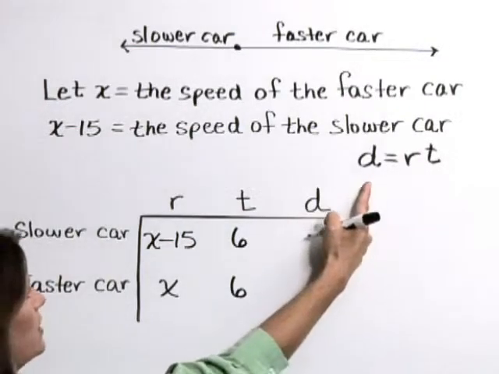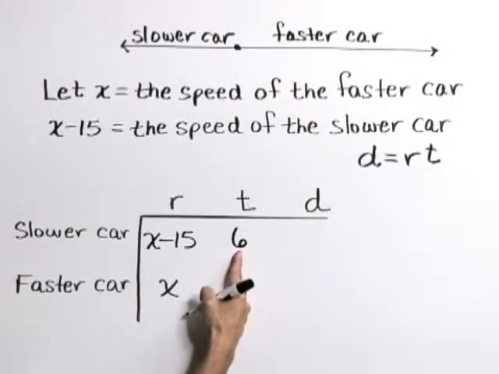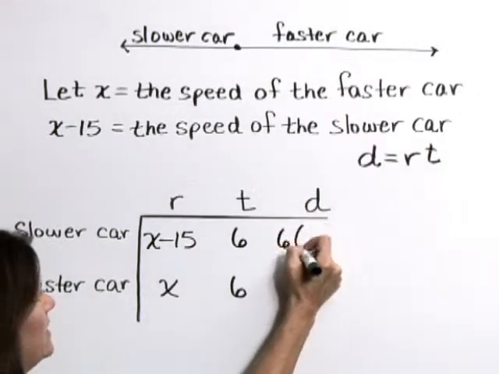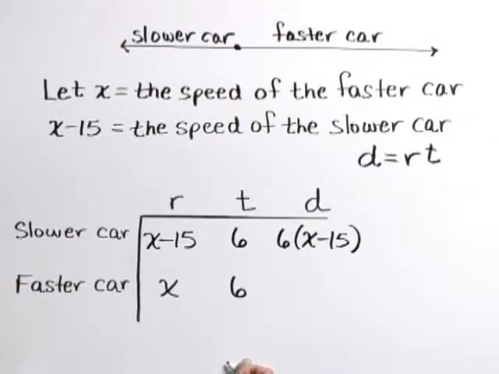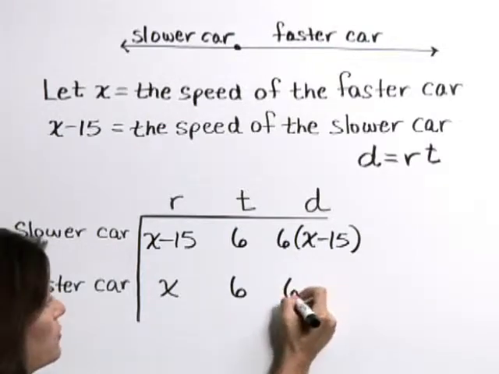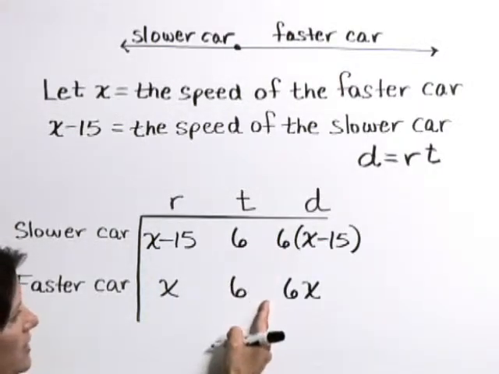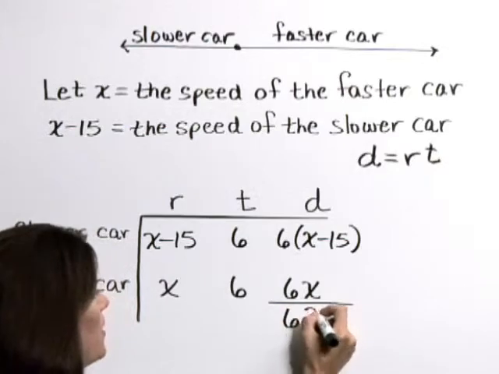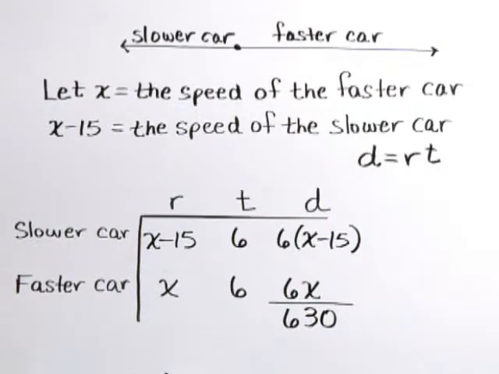Now I'm going to use this equation, d equals rt, to complete our last column. The slower car travels a distance of its rate times its time, or 6 times x minus 15. The faster car travels a distance of its rate times time. That's x times 6, or let's write this rather as 6x. Now we're given an additional piece of information that the total of our distances is equal to 630 miles. So we're going to use that fact to create our equation.